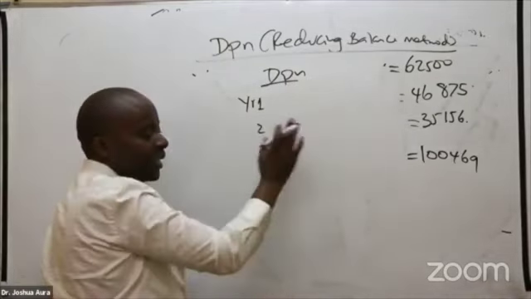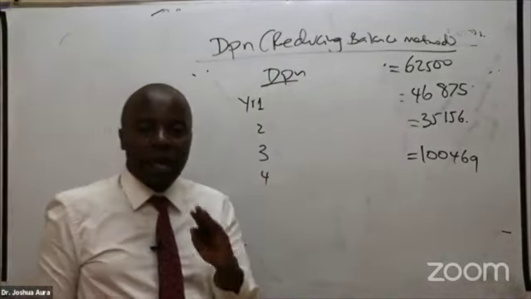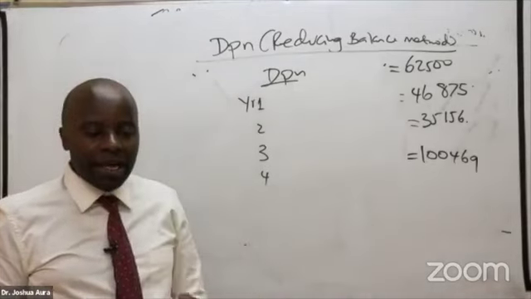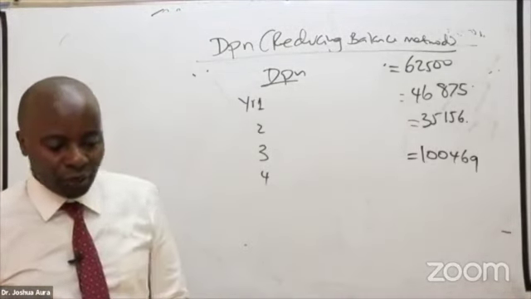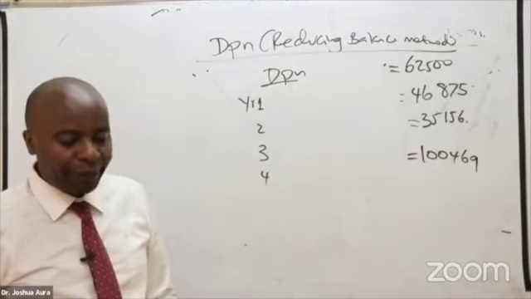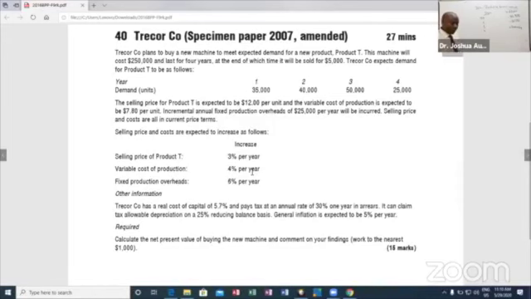So nearest 1,000. Please look at the requirement in the question. They want us, in order to calculate the net present value of buying the new machine and comment on your findings, to work to the nearest $1,000. So you take this one, divided by 1,000, you get 62.5, so the nearest will be 63.